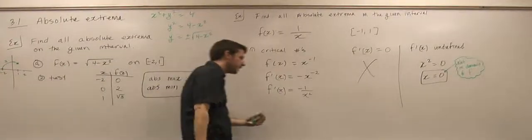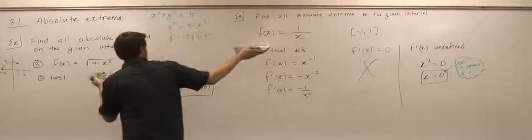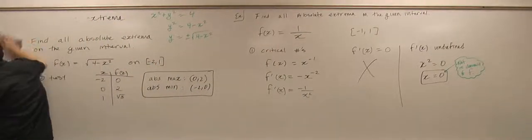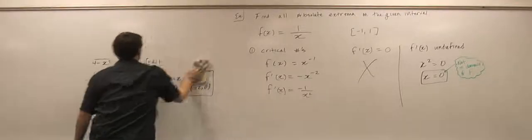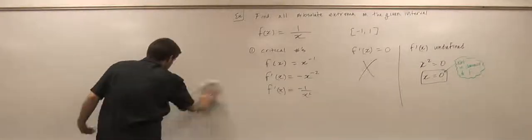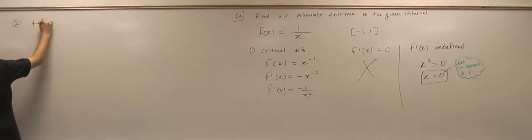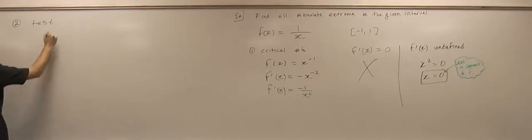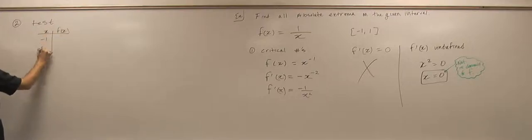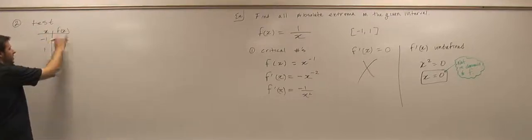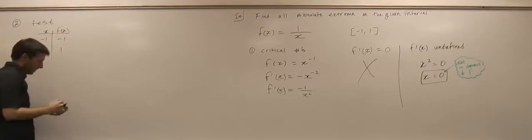So what you might think is, okay, I didn't get any critical numbers I can use, so let me just test the endpoints. You could do that. If you plug them in, x is negative 1 and 1. When you plug negative 1 into the original function, you get negative 1. When you plug 1 in, you get 1.